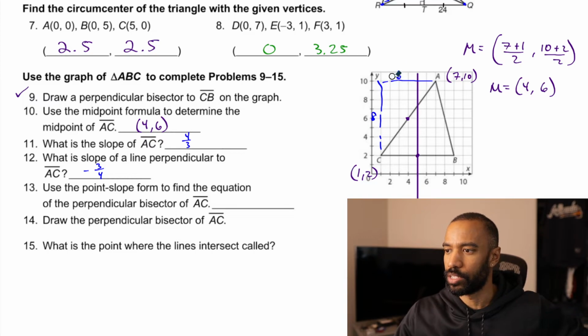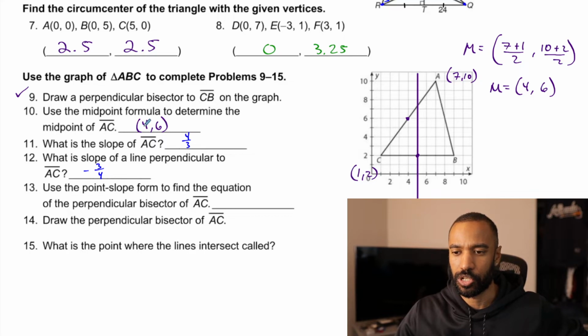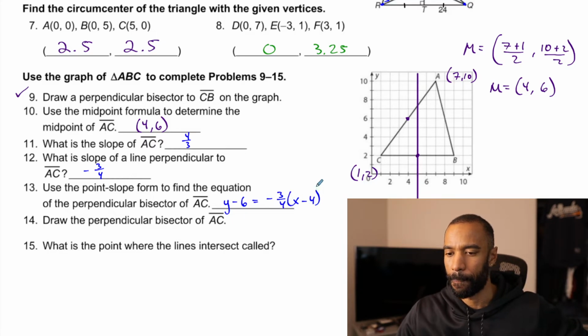So what we're going to do, oh, they tell us to do it in number 14. We're going to use the point slope form to find an equation of the perpendicular bisector. (4, 6) is your (x1, y1). Here's your slope, -3/4. So we're going to say y minus y1 equals m times x minus x1, like that.